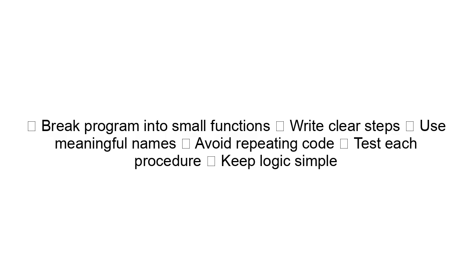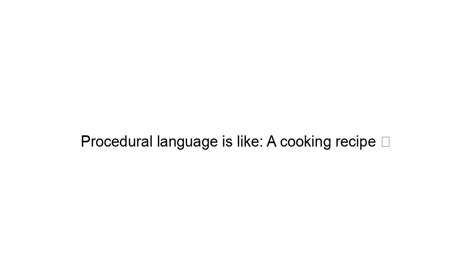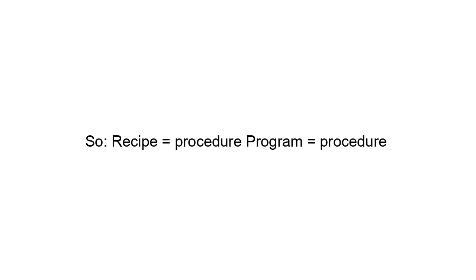Real-life analogy. Procedural language is like a cooking recipe. Cooking recipe steps: cut vegetables, heat oil, add spices, cook food. Computer program: read input, process data, show output. So, recipe equals procedure. Program equals procedure.